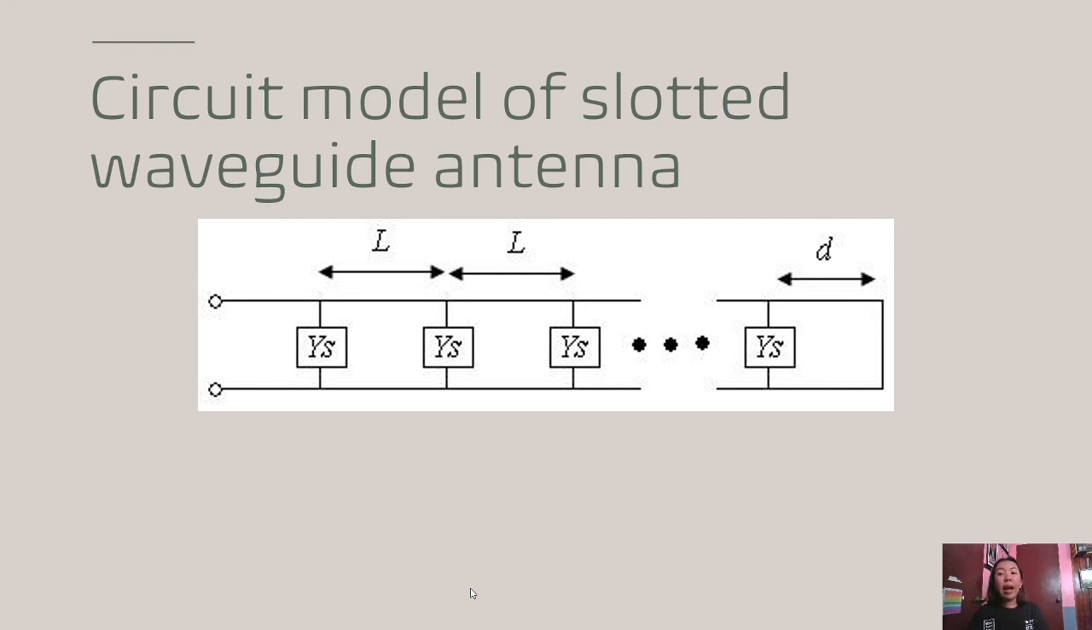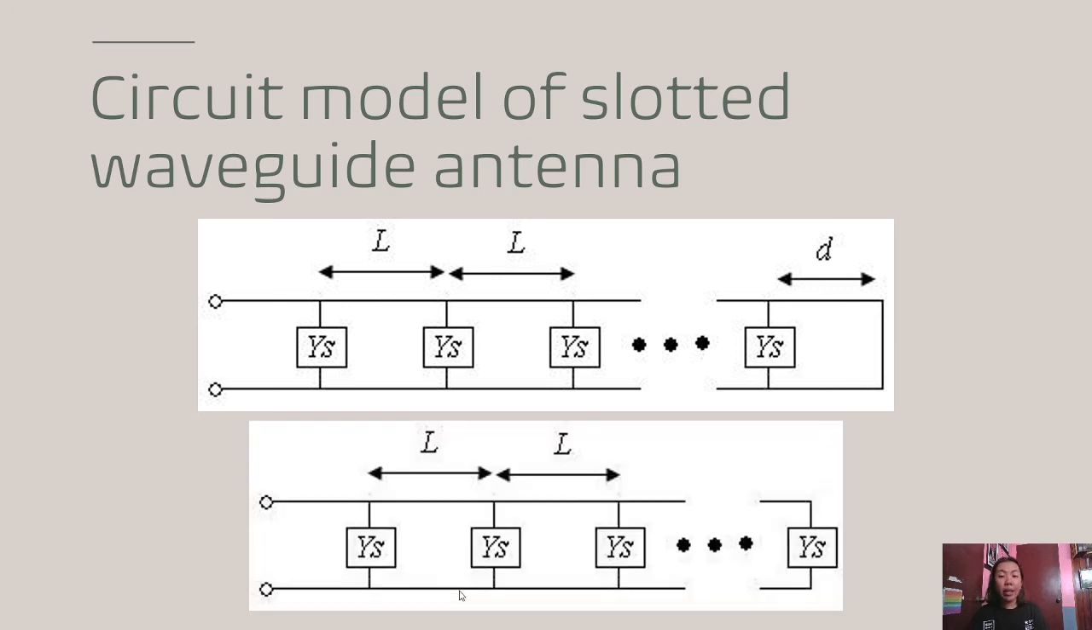This is the circuit model of the slotted waveguide antenna. The waveguide itself acts as a transmission line, and the slots in the waveguide can be viewed as parallel or shunt admittances. The distance between the last slot and the end, which is D, is often chosen to be a quarter wavelength. Transmission line theory states that the impedance of a short circuit a quarter wavelength down a transmission line is an open circuit. So, if D is a quarter wavelength, then it will be an open circuit.